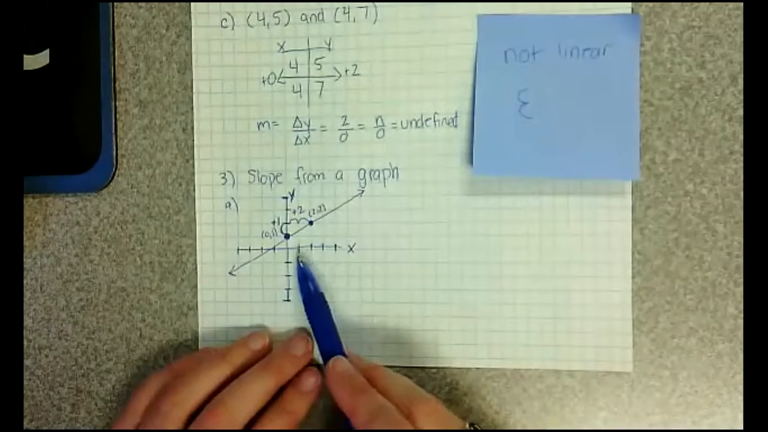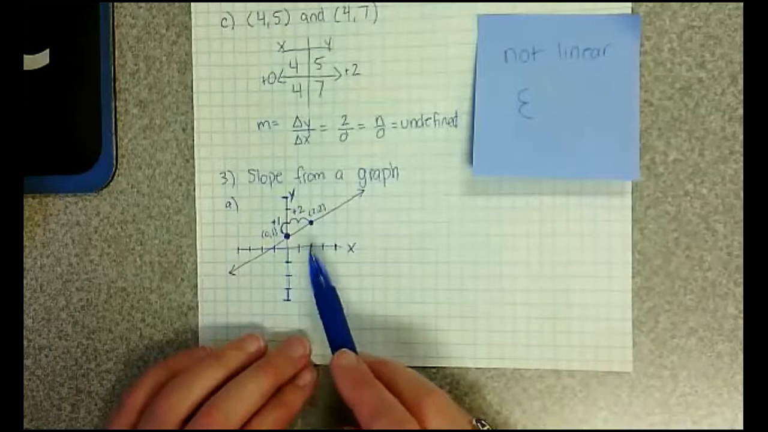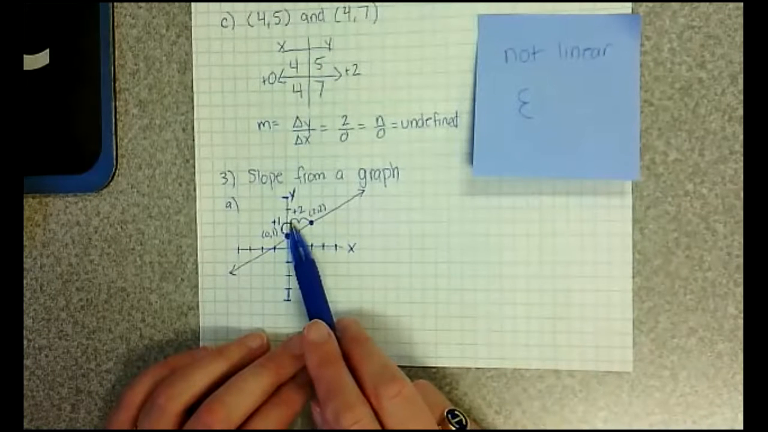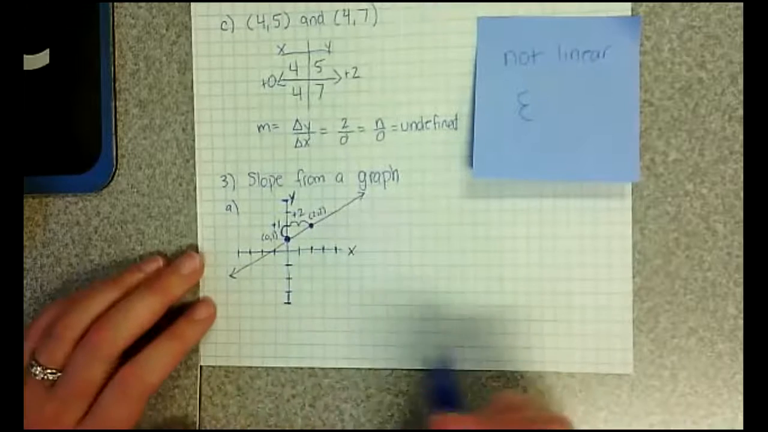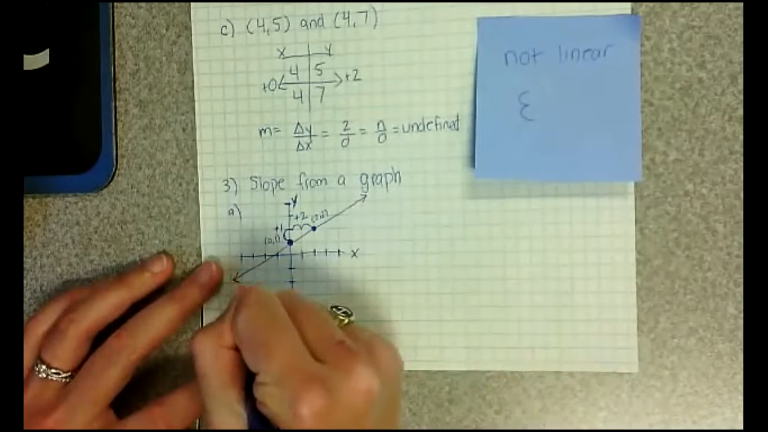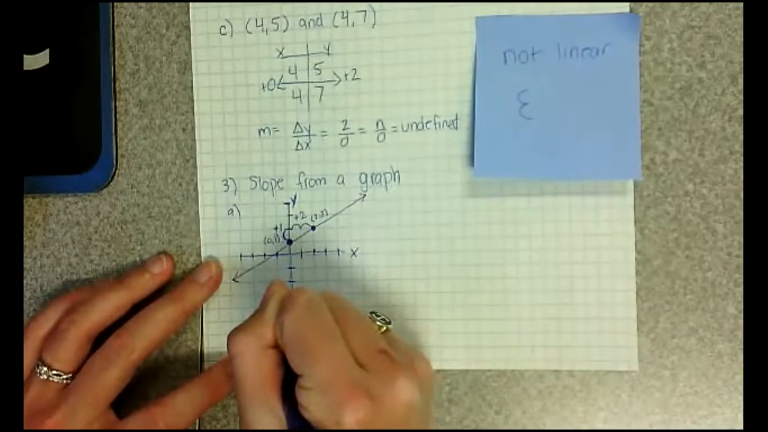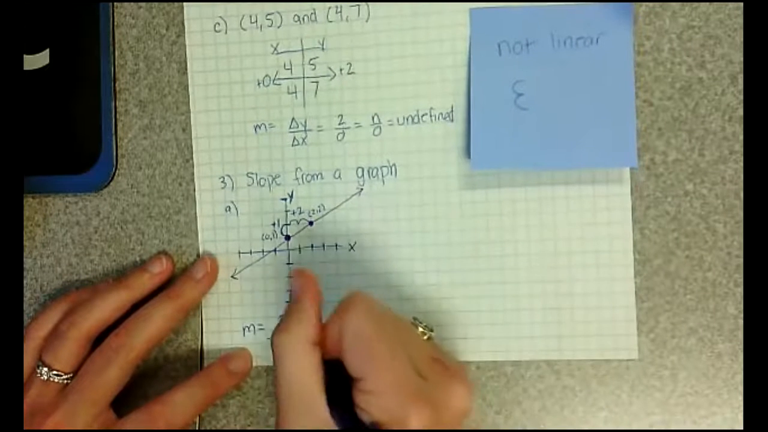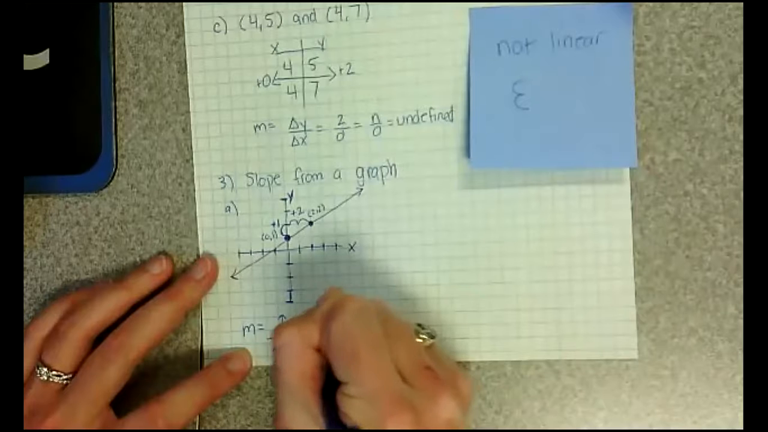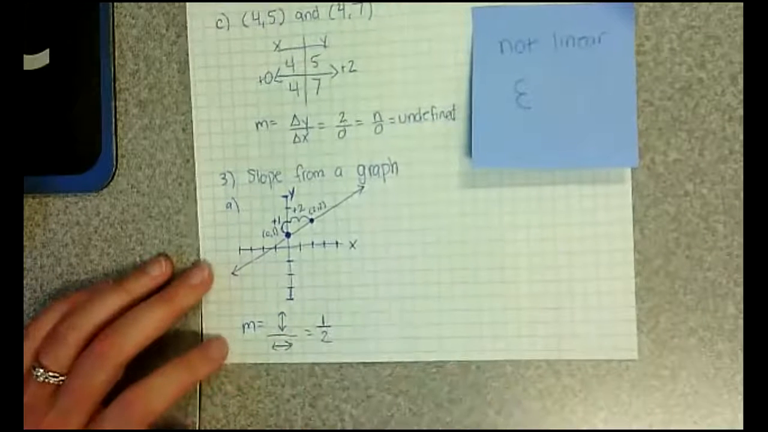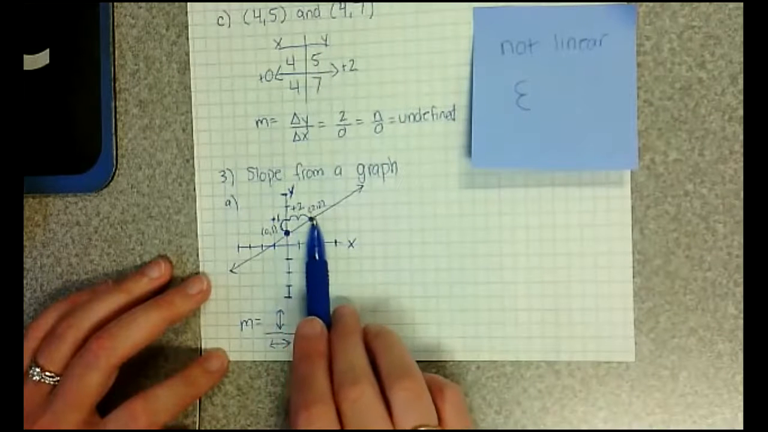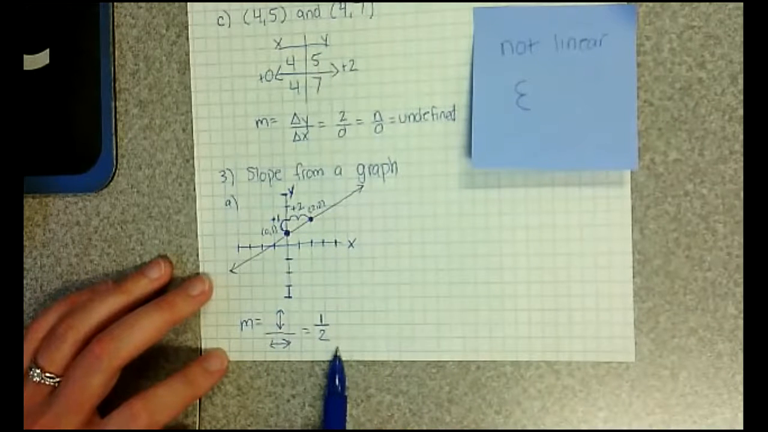It'll be easier to tell on your homework when you actually have a graph in front of you to be able to count the boxes. But we're going up 1 box and over 2 boxes. And so my slope, my rise over my run, I went up 1 and over 2. Up 1 over 2 to the right, that's going to be a positive.